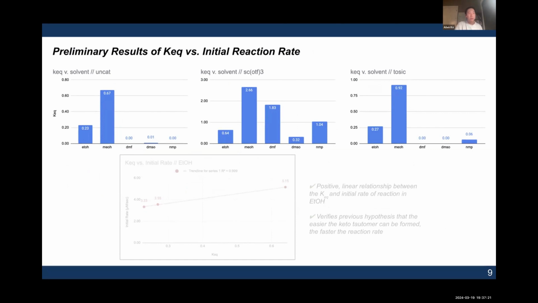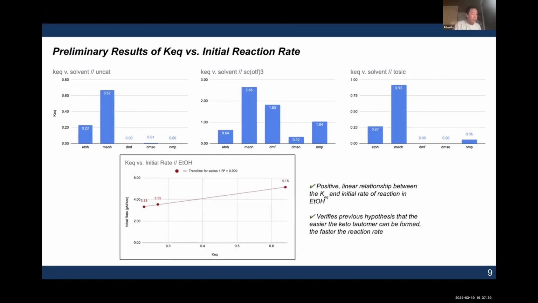As it turns out, ethanol and methanol, our chosen polar protic solvents, consistently exhibit decent amounts of keto tautomer at equilibrium, shown through these graphs. Meanwhile, DMF, DMSO, and NMP, our polar aprotic solvents, seem to generate negligible amounts without the aid of triflate acid catalysts.